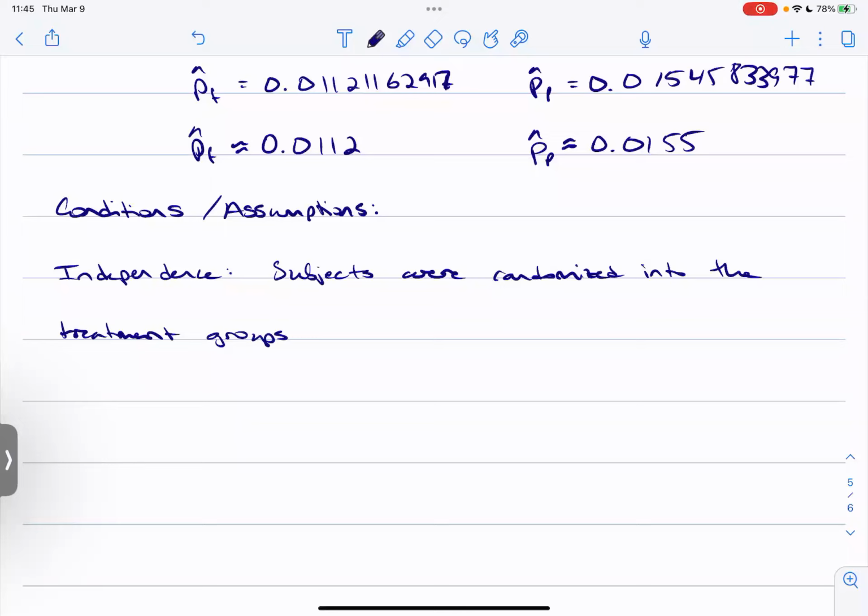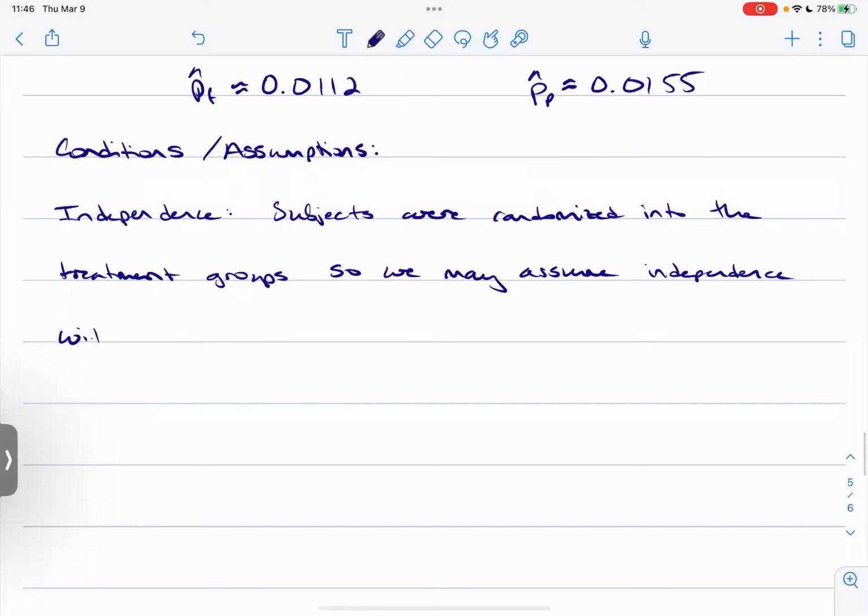So here's where I'm just going to force it. I'm going to say, so we may assume independence within and between the two groups. Good.